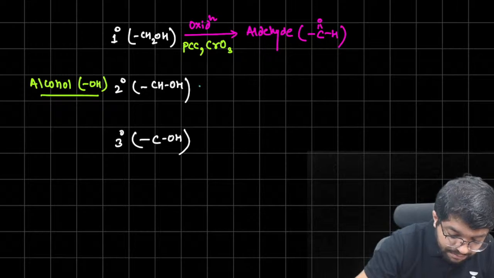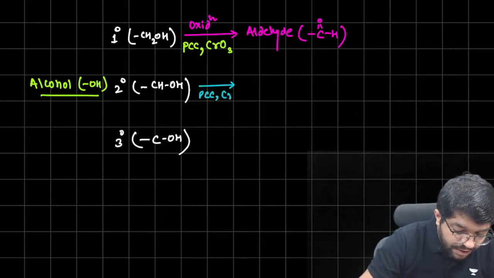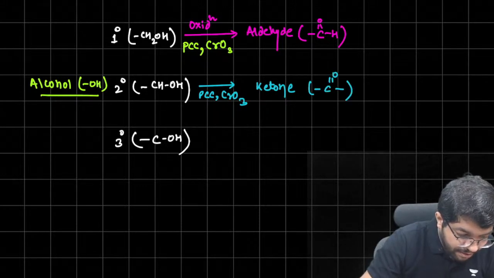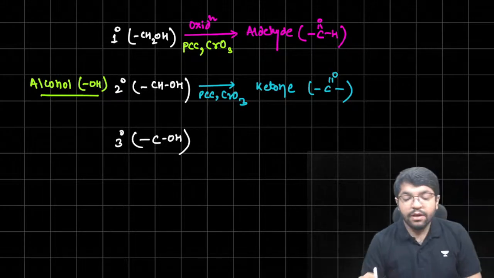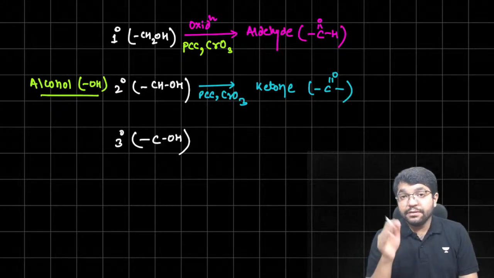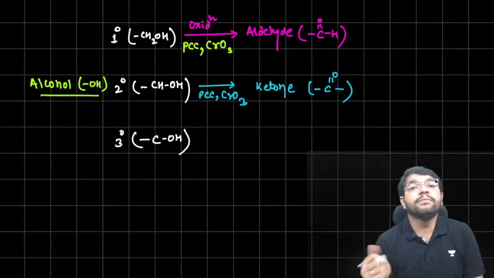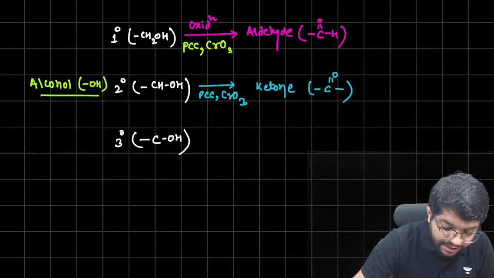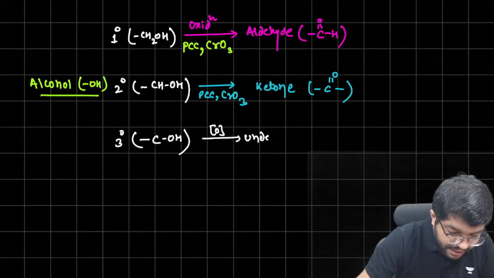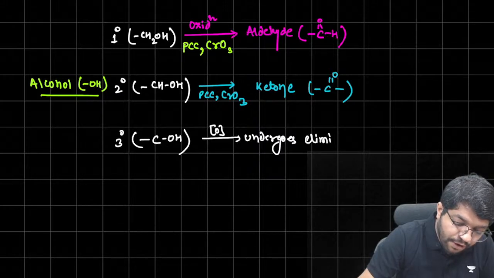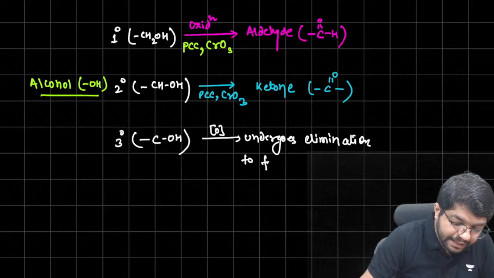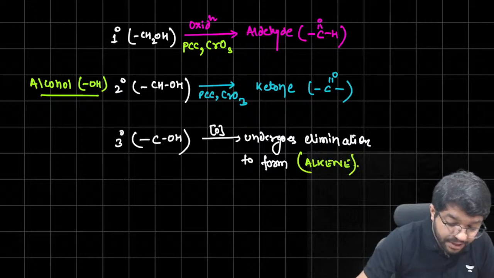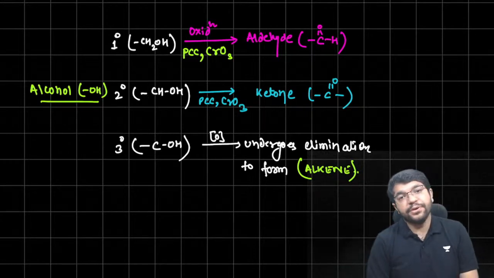Whereas with the same reagent, my 2 degree alcohol becomes a ketone. Very, very important. My 1 degree alcohol becomes aldehyde, my 2 degree alcohol becomes ketone, and my 3 degree alcohol undergoes elimination when I subject it to oxidation. It undergoes elimination to form alkene. Very, very important table, guys. It solves a hell of a lot of problems for you. I'm telling you that.